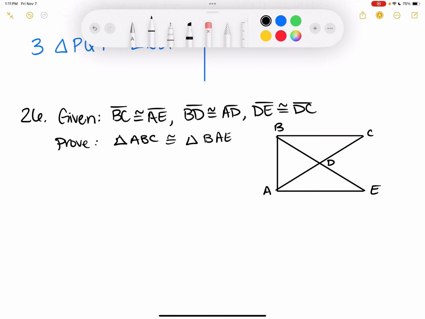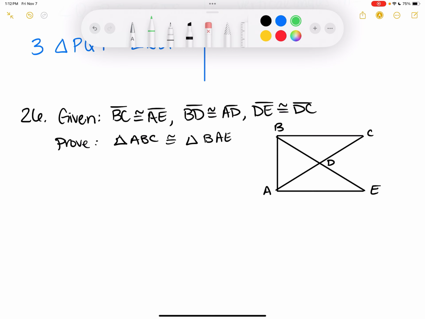All right, so that's what our picture looks like there. So just this side is not filled in, basically. All right, so ultimately, I'm trying to prove that this big triangle here, ABC, is congruent to this triangle here, BAE. So these two overlapping triangles, I'm trying to prove that they are congruent.